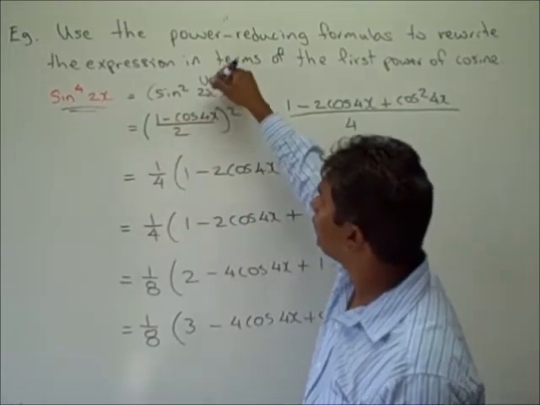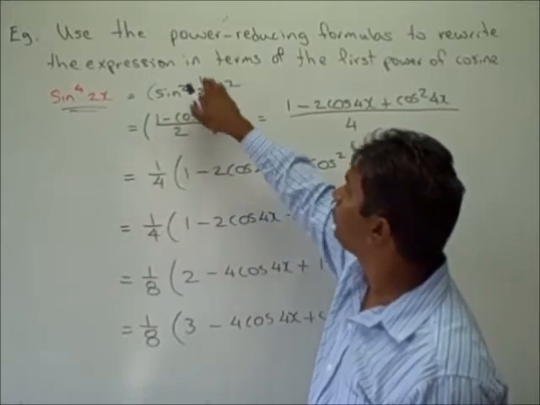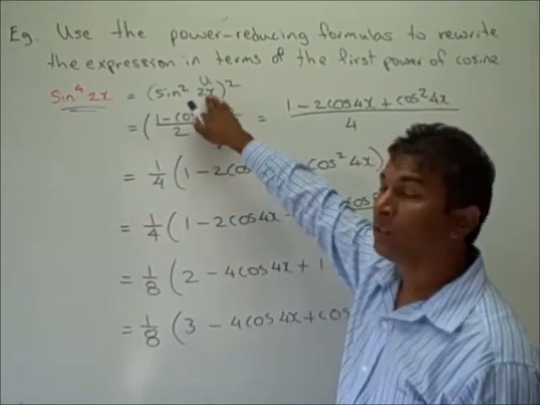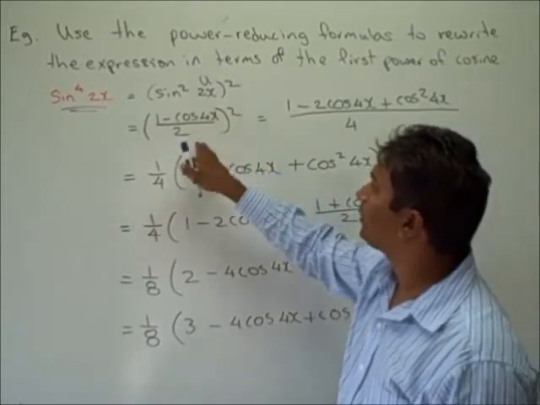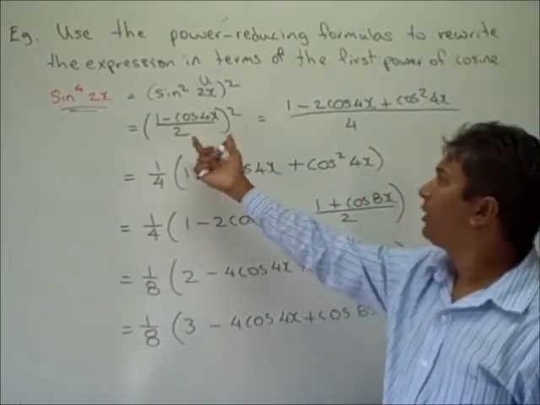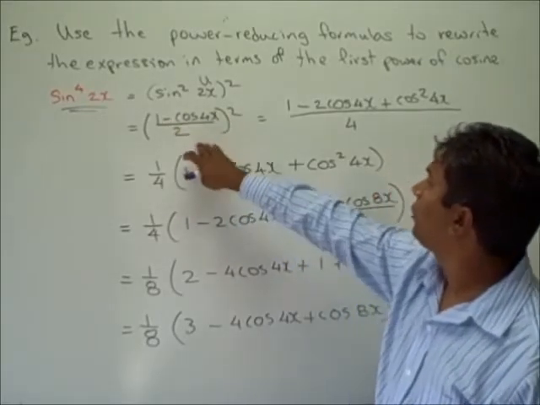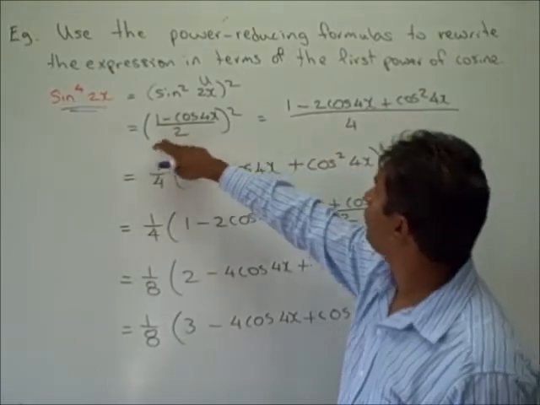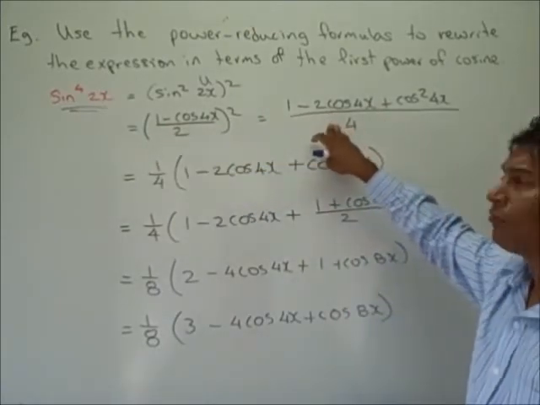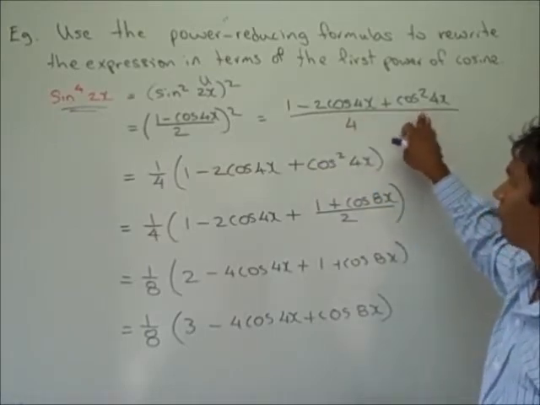Since here our u is 2x, this becomes 1 minus the cosine of 2 times 2x, which gives us 4x, all over 2. And this is being squared. Now if we expand this by squaring the numerator and the denominator, we get 4 on our denominator. On our numerator, we get 1 minus 2 cosine 4x plus cosine squared 4x.